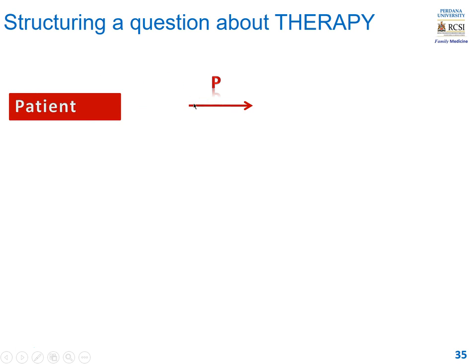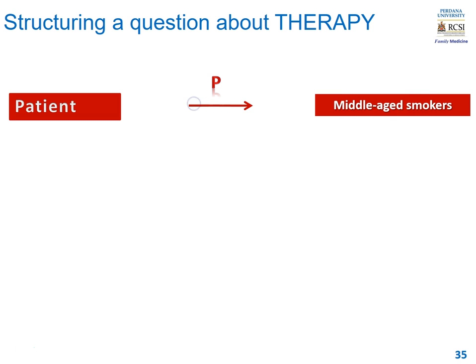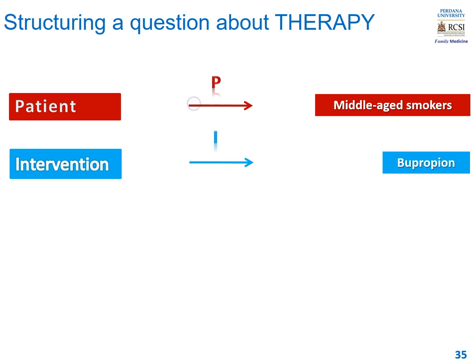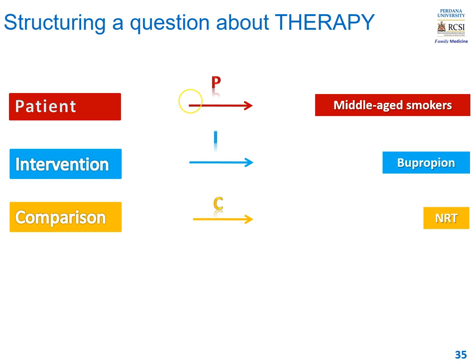So, who are the patients here? He's a 45-year-old man and he's a smoker, so middle-aged smokers. The intervention, bupropion. The comparison, nicotine replacement therapy, or NRT. You could switch these around. NRT could be the intervention and bupropion the comparison. It doesn't matter. The outcome.